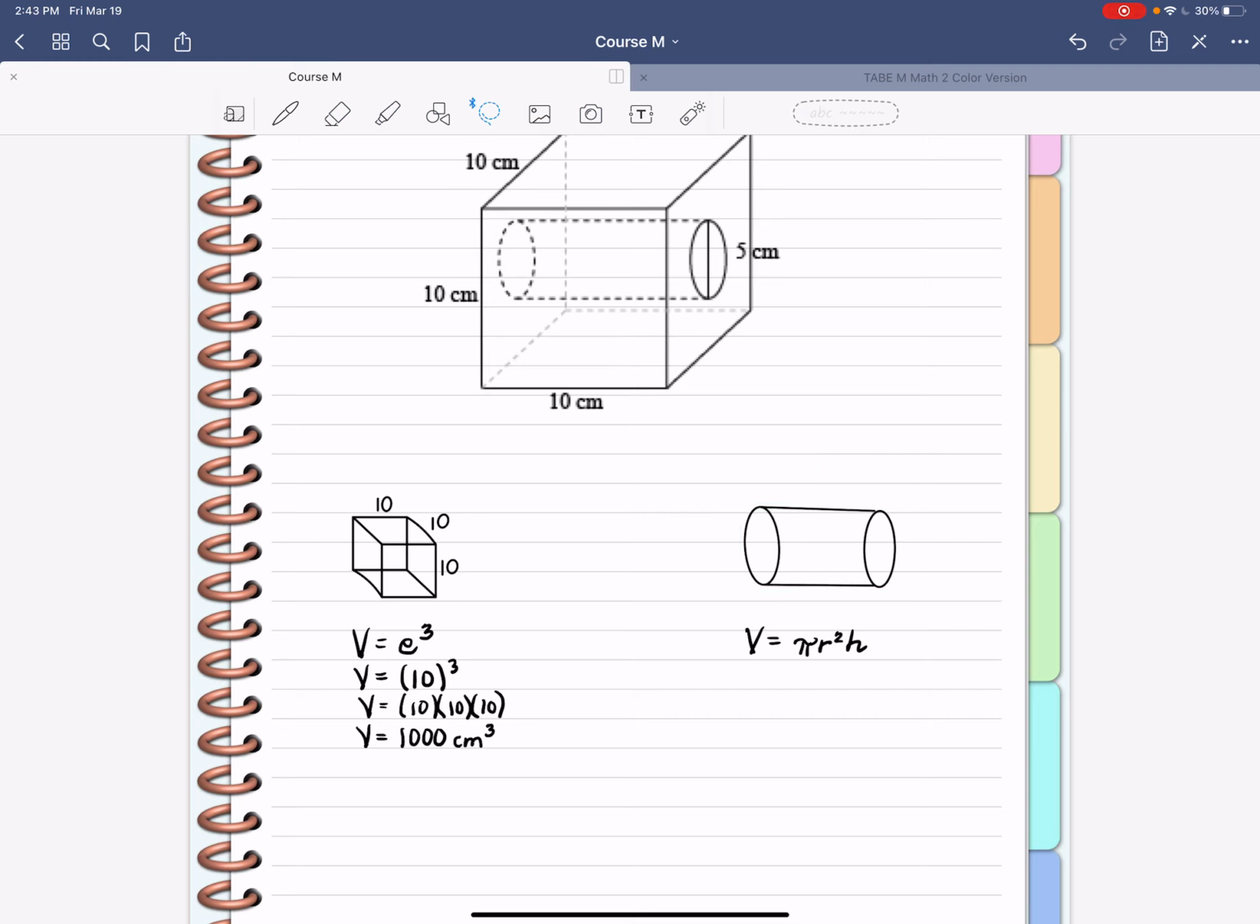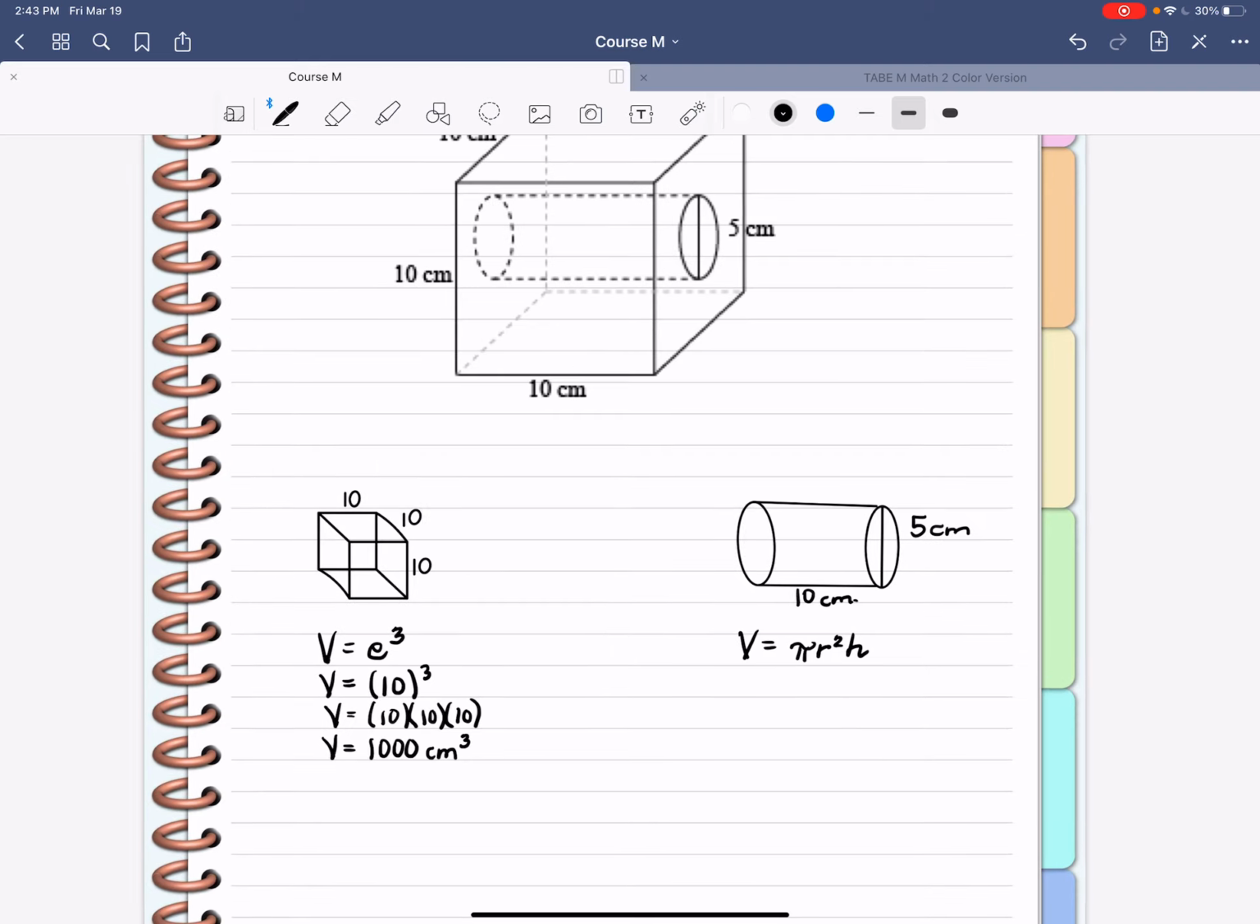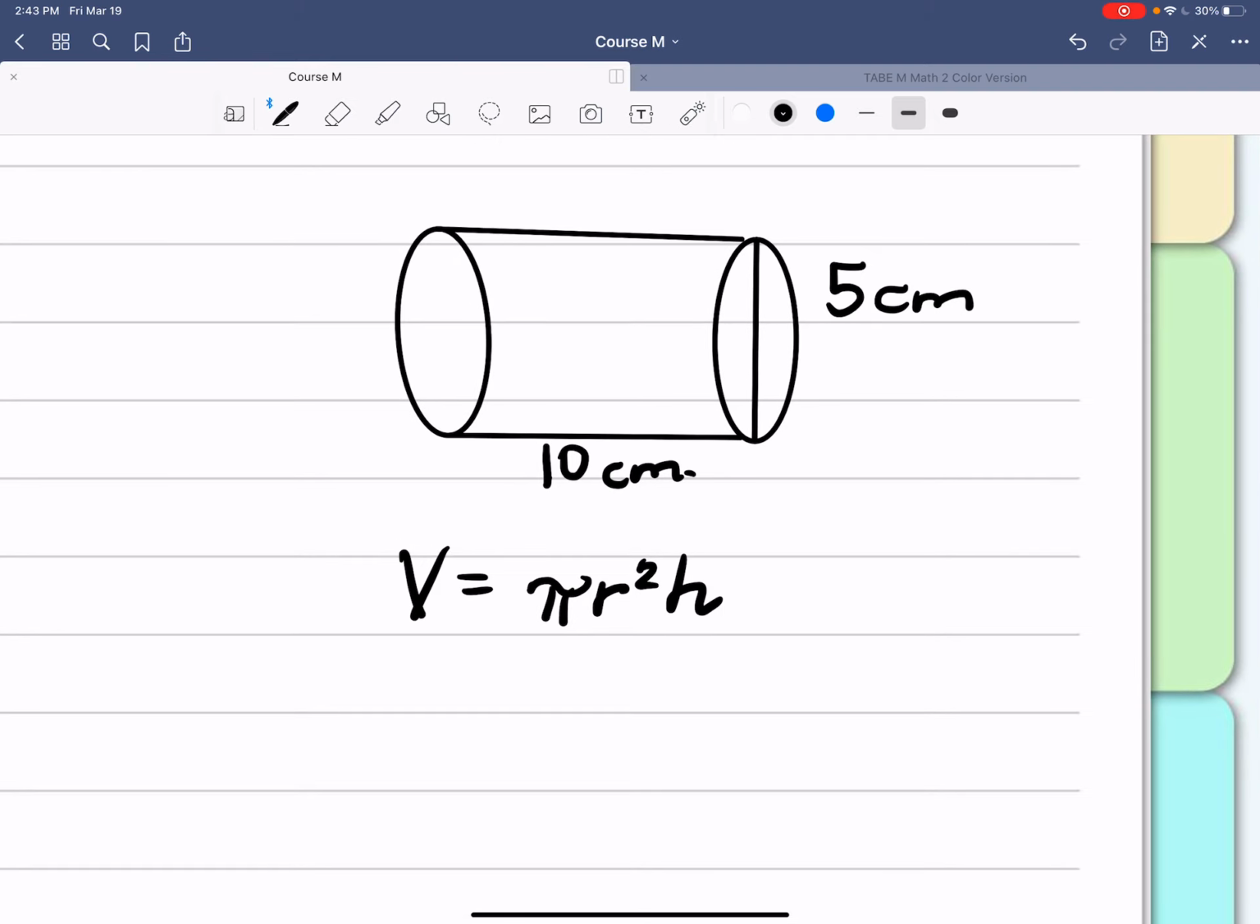That's the other solid. And they tell me that the diameter of the cylinder is 5 centimeters. The height would be whatever the width of that cube is, so that's going to be 10 centimeters. So let's calculate the volume of the cylinder itself. Now be careful here. Very, very, very careful.